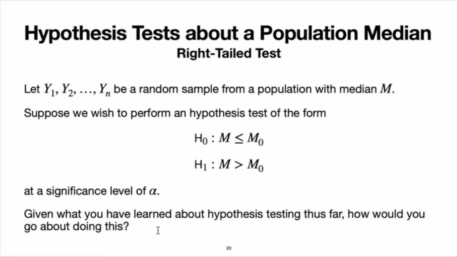Now, given what you've learned about hypothesis testing thus far in the prerequisite statistics class, how would you go about constructing a test to implement this? I want you to think about that for a second. We haven't developed the test yet, so thinking ahead, how would you go about doing that? You might want to stop the video for just a few minutes and ponder that, maybe sketch some things out. How would you actually come up with this kind of a test?